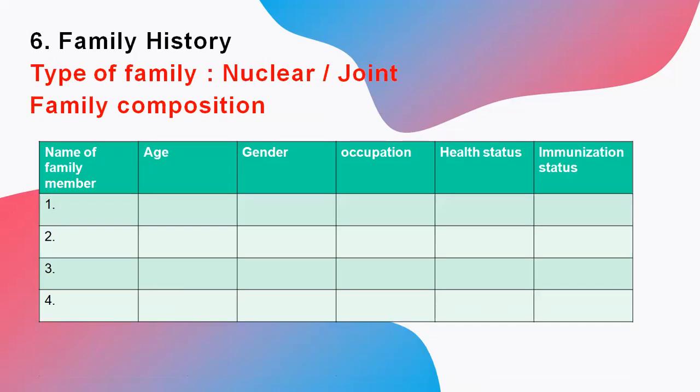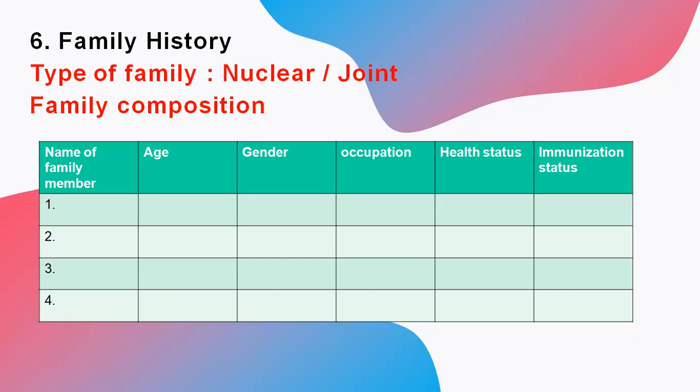Then comes the family history. Family history is a little bit different in community medicine. You need to first define the type of the family, whether it is a nuclear or joint family, and you have to write down the family composition. Write down the names of all family members starting from the head of the family. The eldest male member will be the head of the family. If the male has died, then the eldest female in the family will be the head of the family.